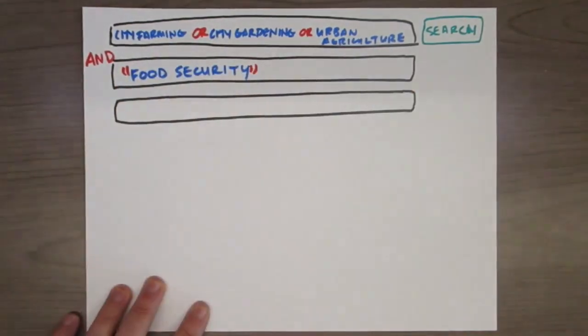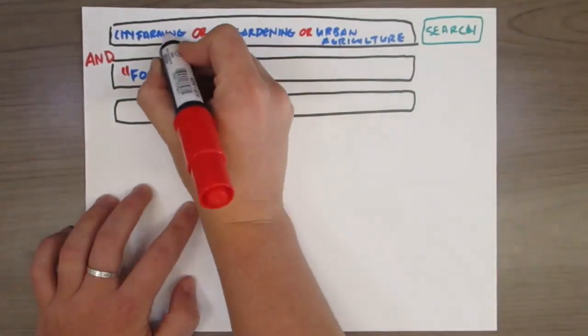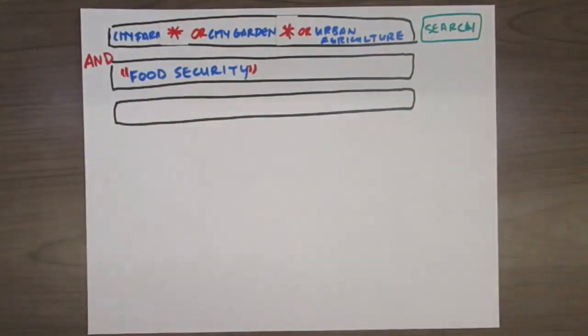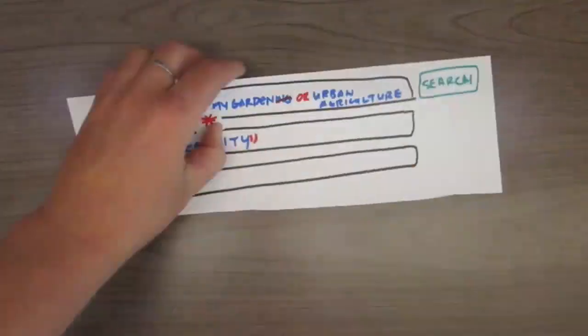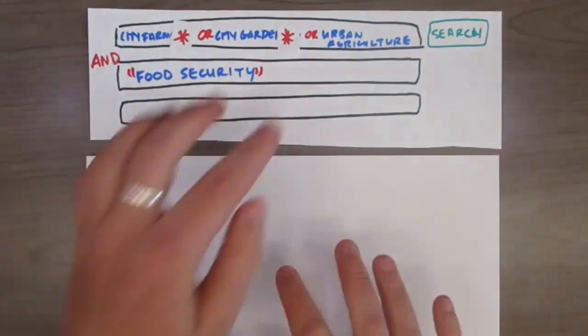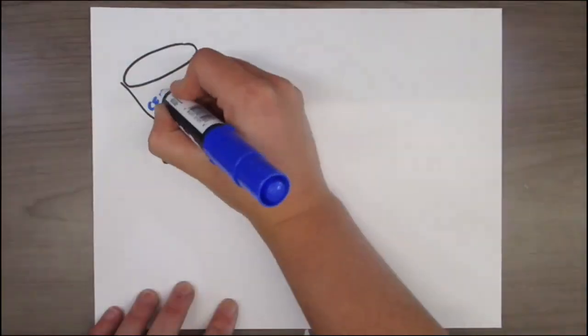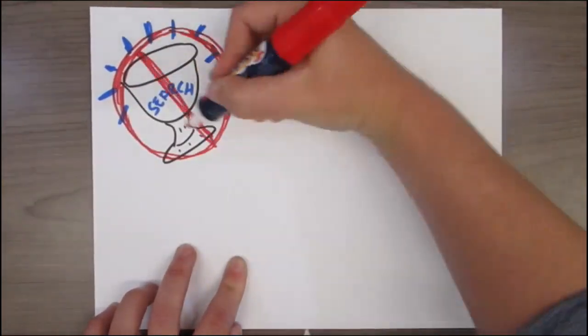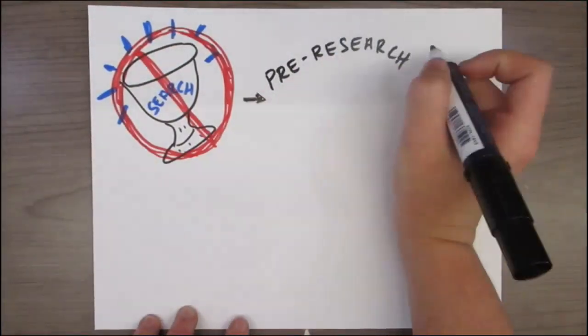We'll wrap food security in quotes to search for that specific term, and we'll take the root of our keywords farming and gardening and add our star symbol so we can get any variations of the ending of these words. Remember that there's no such thing as a perfect search, but doing the pre-research step of identifying your keywords and applying these search strategies can help you find better results.